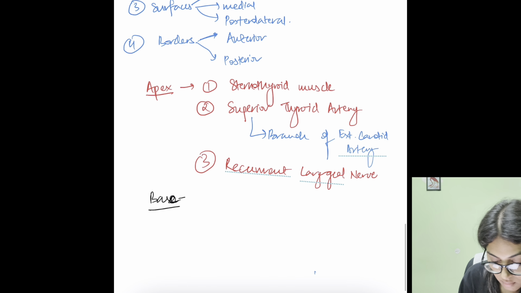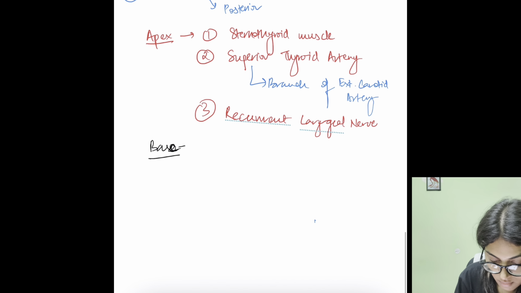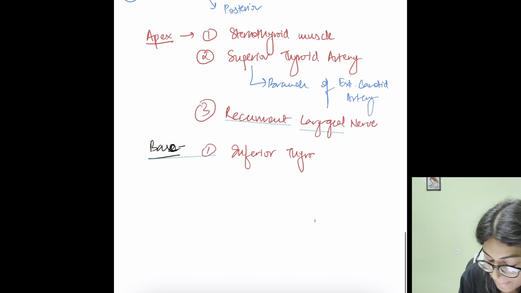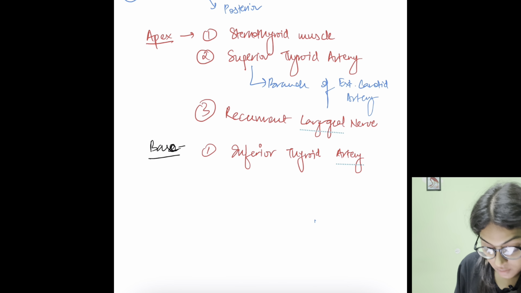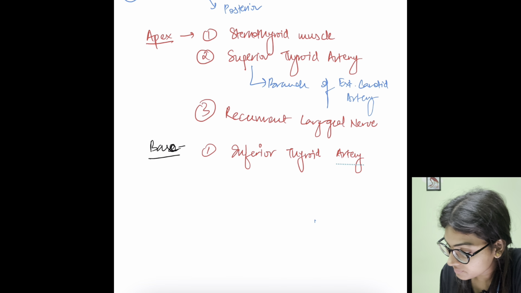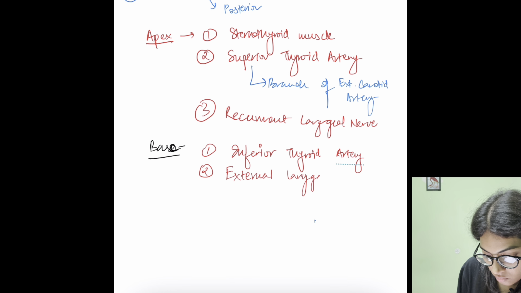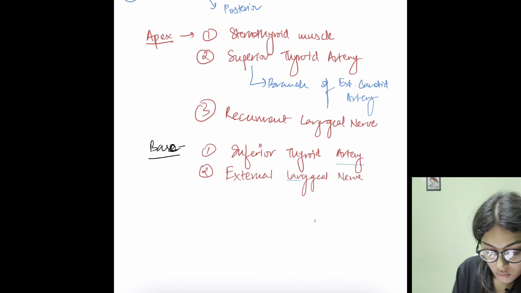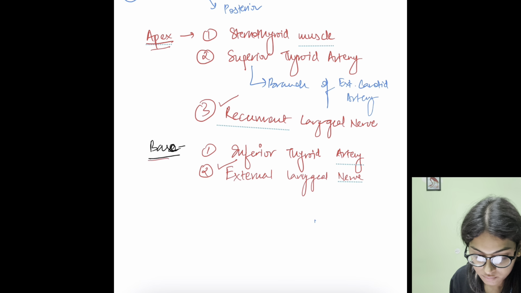The base is attached to the inferior thyroid artery, and one nerve is present, the external laryngeal nerve. On the apex we have the recurrent laryngeal nerve, and on the base we have the external laryngeal nerve.